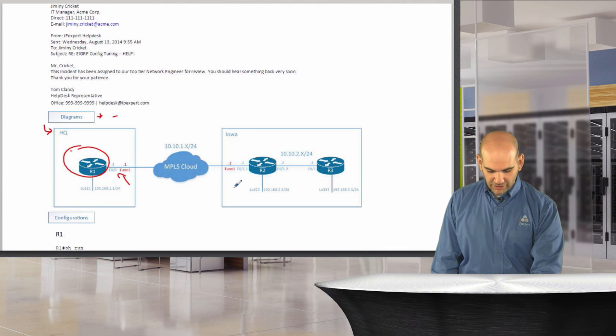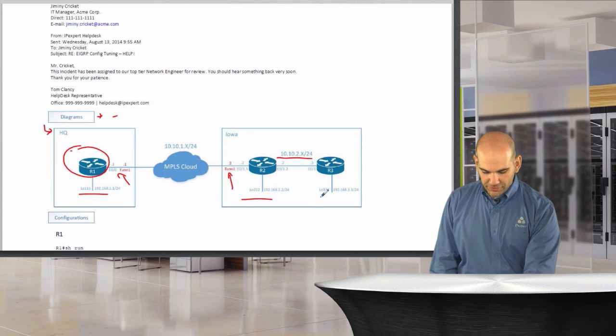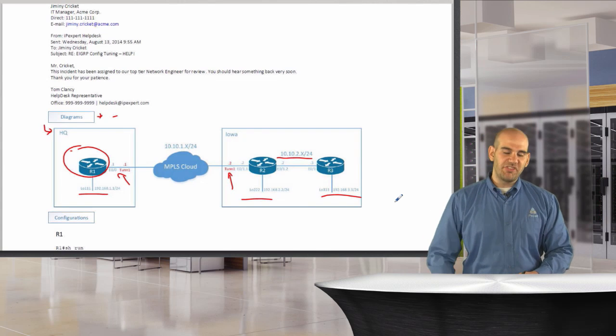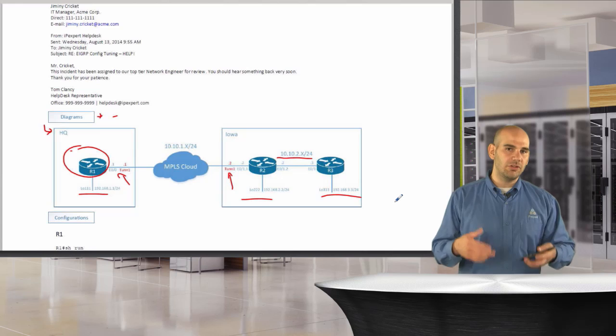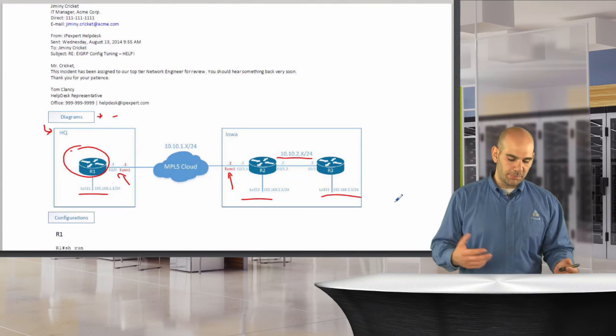So I have a tunnel interface here, tunnel interface here. It gives me the IP addresses that are involved. It gives me the loopbacks here. It's not going to be a very detailed diagram, but it's going to give you all the information you need to find and fix the problem.